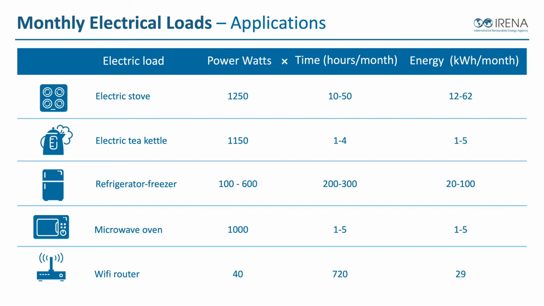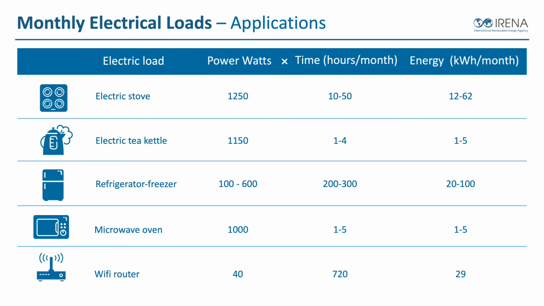So a 1250 watt electric stove that ran for 10 hours would be 12.5 kilowatt hours. Now, of course, the kilowatt hours consumed is going to be based on how often you cook and how often you run that stove. As we look through some of these other examples, tea kettle, 1150 watts, how many hours a month do I run it, can give me our energy consumption for that month.